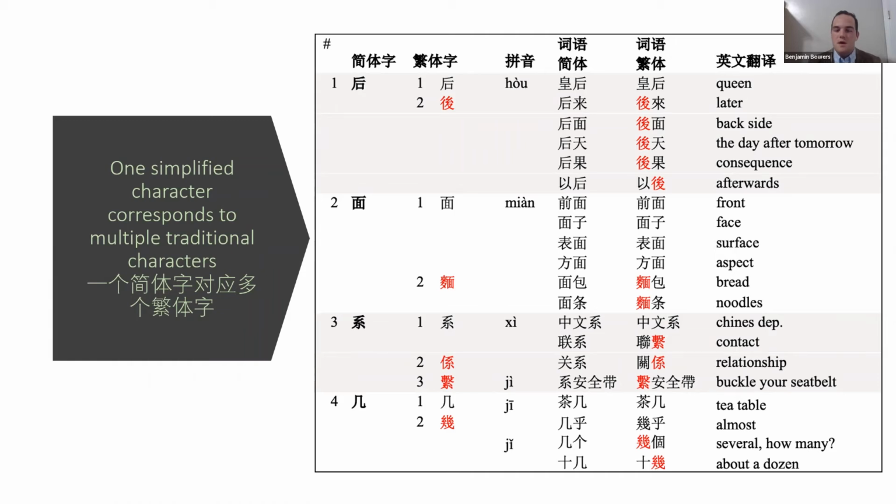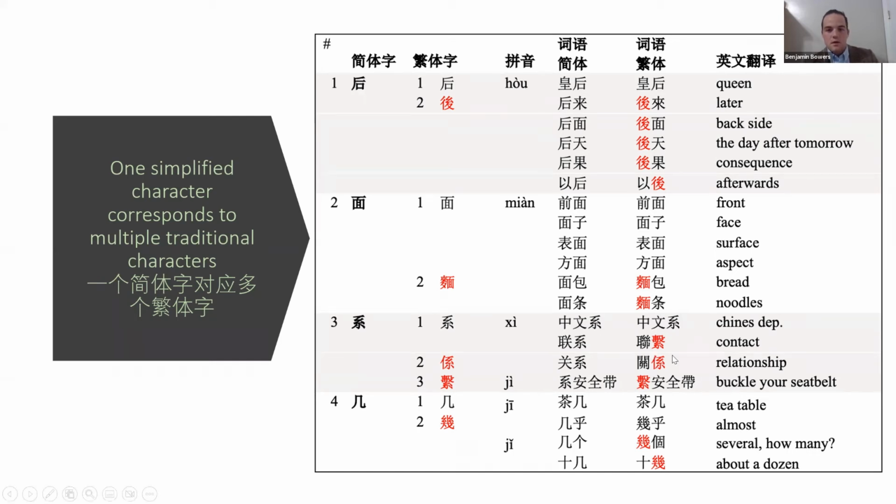So the next one we have 面,前面,面子,表面,方面,面包,面条. So we can see that it turns into its traditional form when talking about food, at least when you'll be writing this in class. That is, when you'll be writing the traditional form, is when you're talking about things related to food.